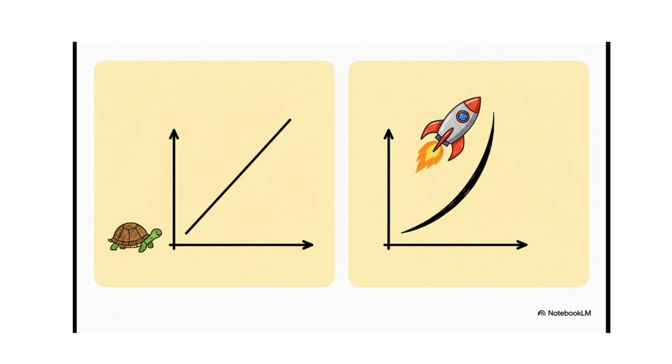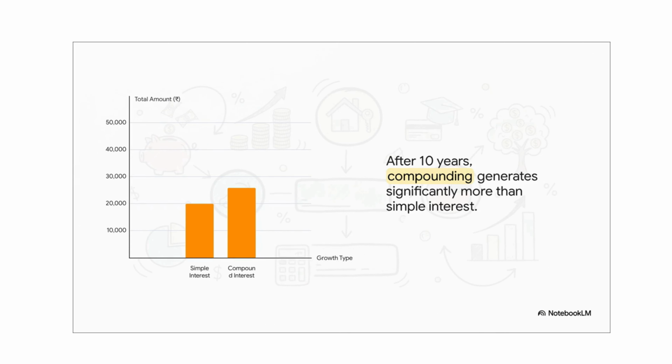So when you put them side by side, the difference is just stark. Simple interest is a steady, straight line, predictable. But with compound interest, your growth actually accelerates, creating this powerful upward curve. And over time, this small difference becomes a huge advantage. Look at this. After just 10 years, compounding has earned you nearly 6,000 rupees more than simple interest would have from the exact same starting point. That's your little snowball turning into a full-on avalanche.